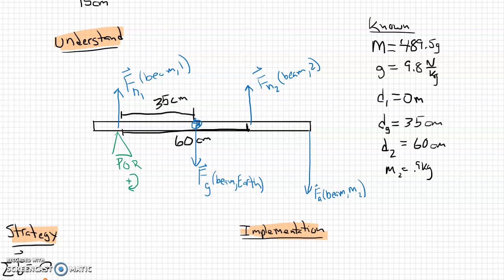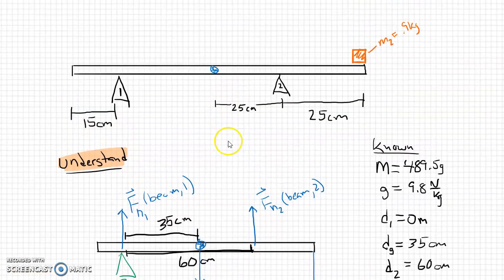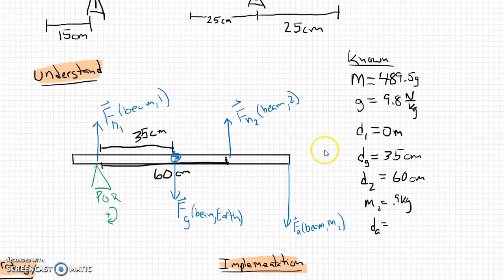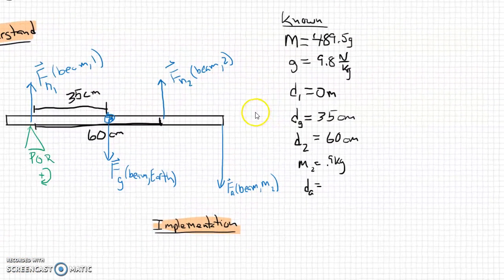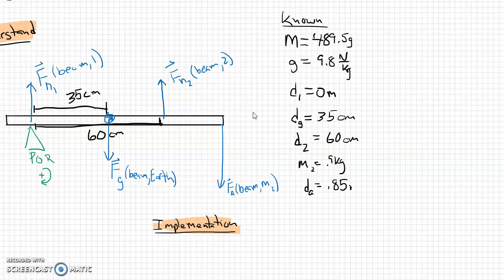The difference here is the distance to where the applied force is going to be. Our beam was 1 meter, so let's go back up to my picture. It was 15 centimeters in, so from here to over here will be the 1 meter minus the 15 centimeters, which gives me 0.85 meters for that distance.